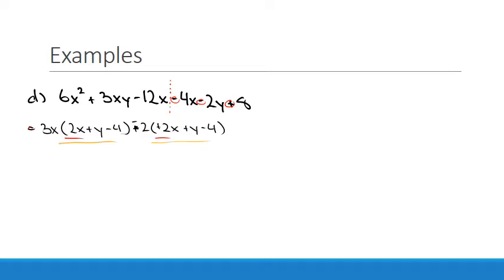Okay, pull out my GCF, which is this common trinomial, 2x plus y minus 4. I've divided that out, so now just gather my leftover terms, 3x minus 2. Feel free to multiply that together to double check it works. But spoiler, it works.